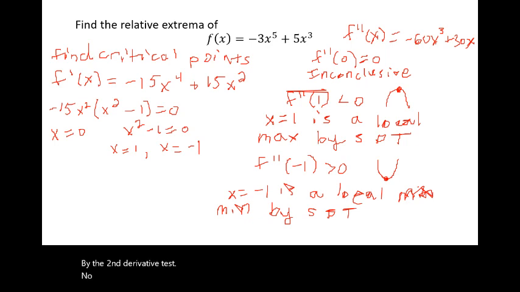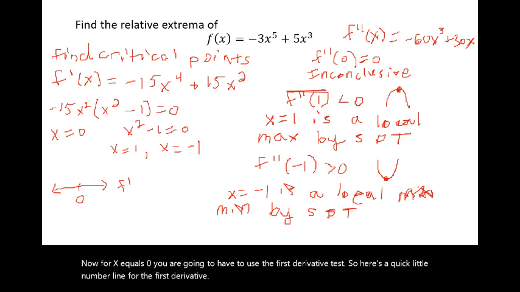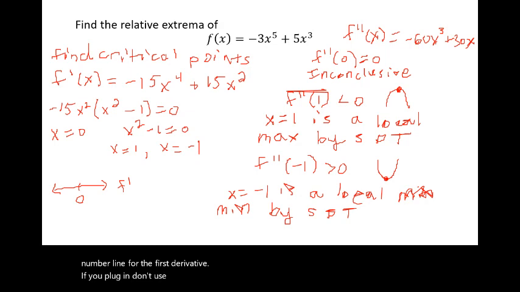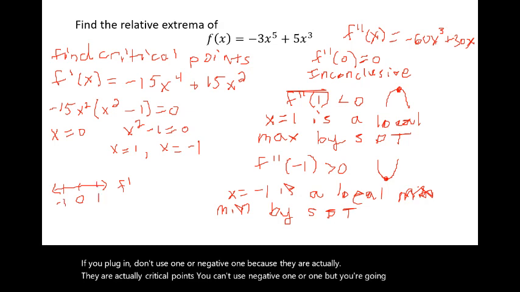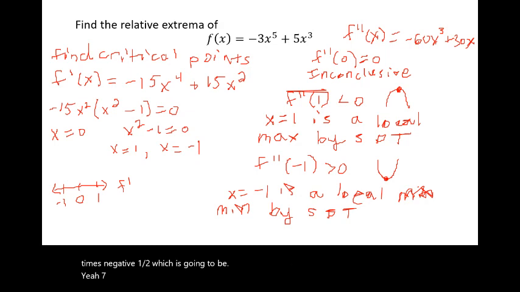Now for x equals 0, you are going to have to use the first derivative test. So, here's a quick little number line for the first derivative. Don't use 1 or negative 1 because they are actually critical points. You can't use negative 1 or 1, but you're going to pick a test point, let's say, between negative 1 and 0, like negative 1/2. So we get negative 15 times negative 1/2, which is going to be 7.5 plus another 7.5 gives you a negative, what the heck?